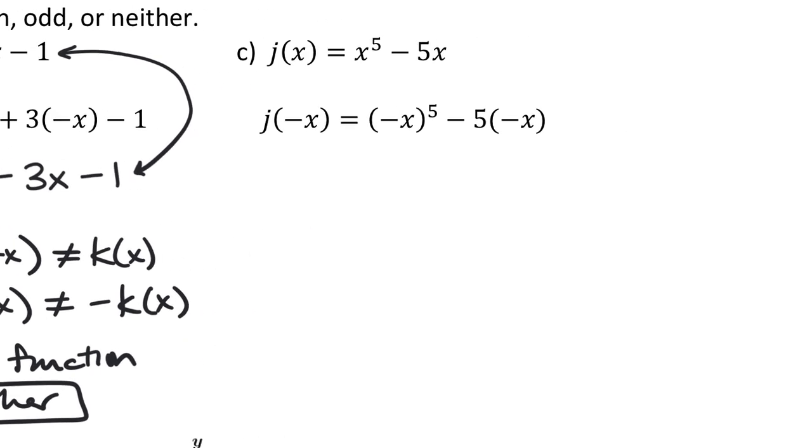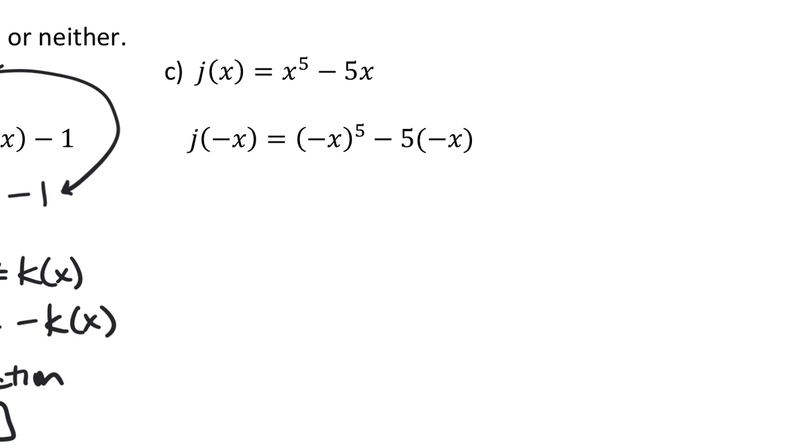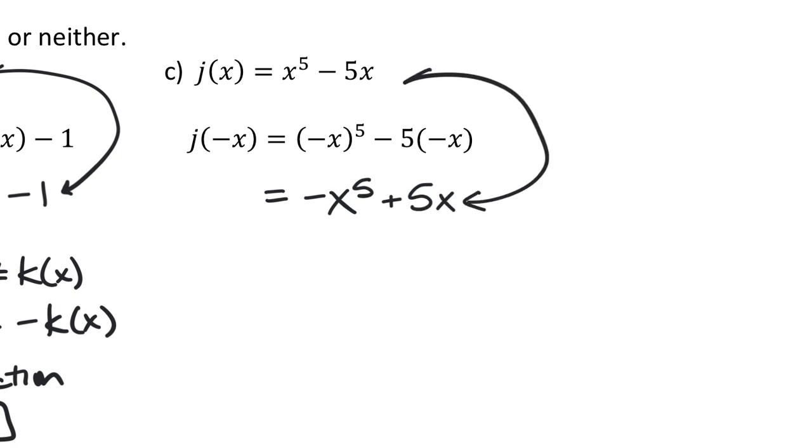Now what about the next one? If I plug negative x into the j of x function, what happens to this first term? Is it positive or is it negative? Negative. So you have negative x to the fifth. What's negative 5 times negative x? Positive. Okay, we compare. Are they the exact same? No, they're exact opposites, right? Every single sign changed in the function.